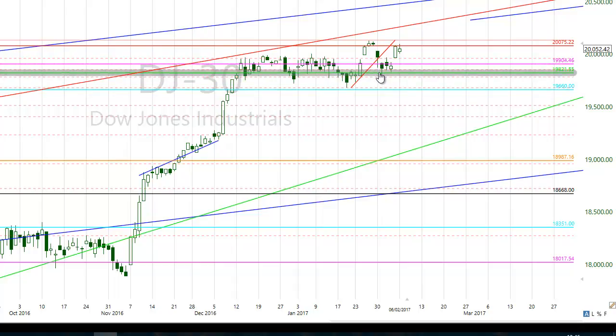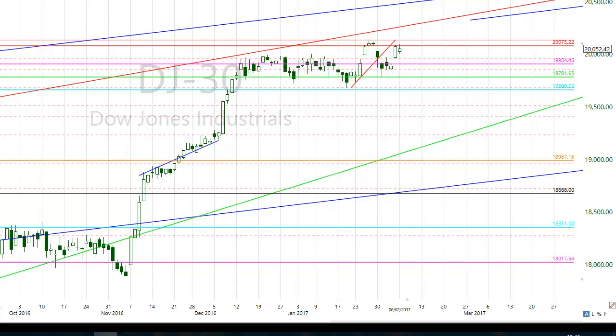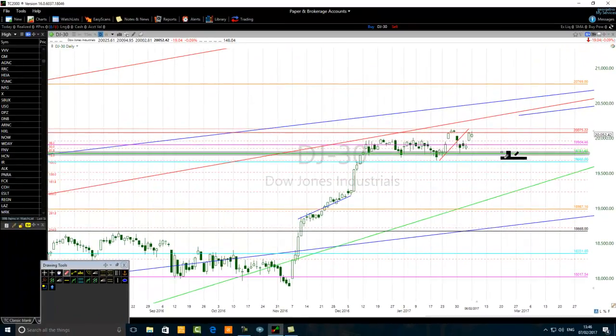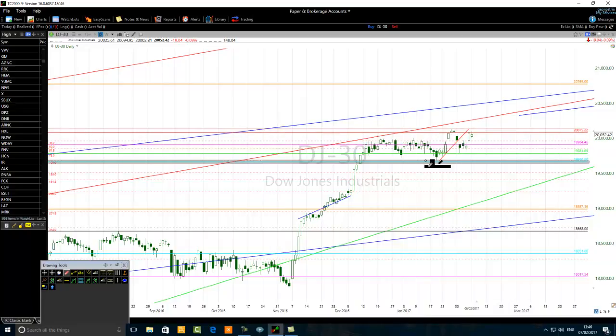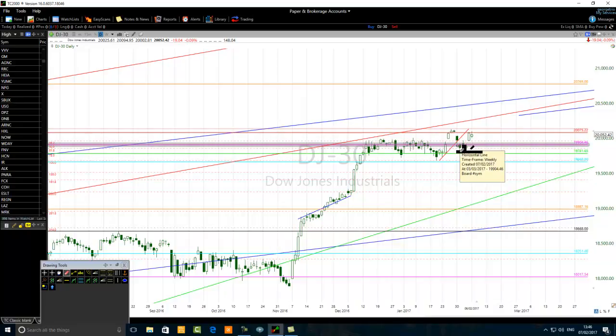Okay, so what I'm going to do, we can say it's oscillating between the level of 19660 and the level of 20075. You can see the pink line is the short-term equilibrium price level. We draw two horizontal lines around the short-term equilibrium price level, and we have a horizontal channel.